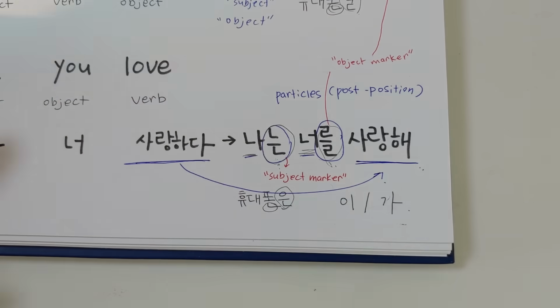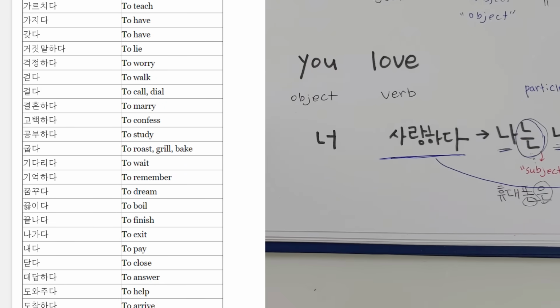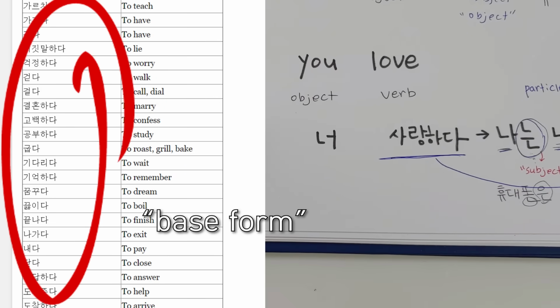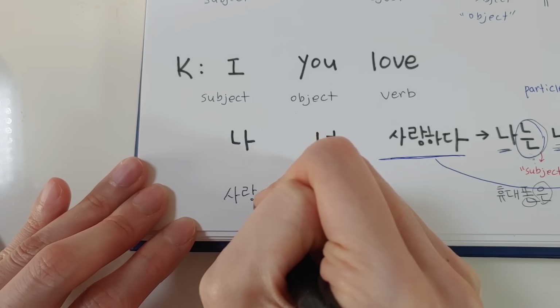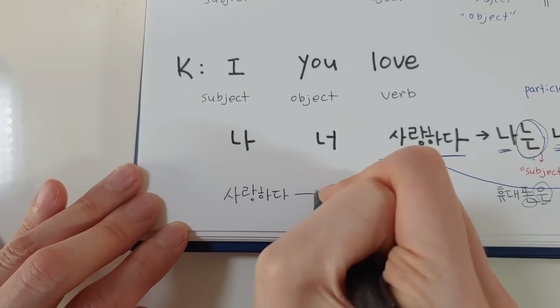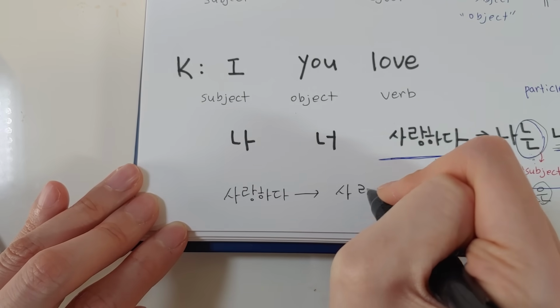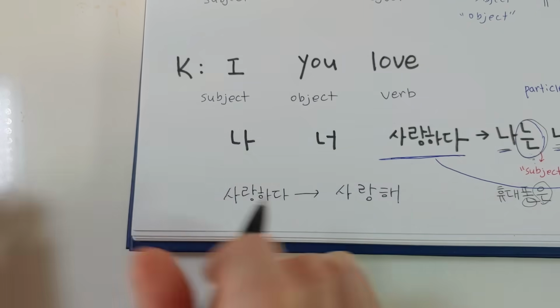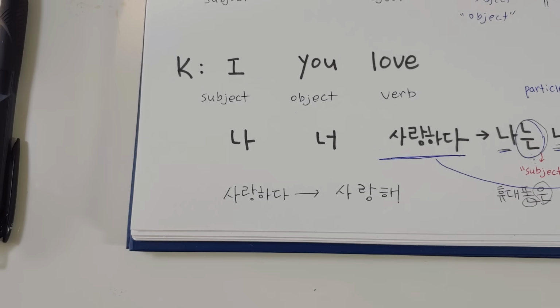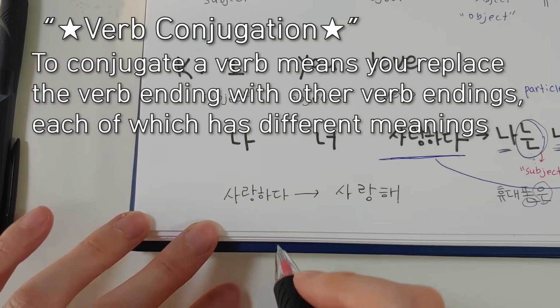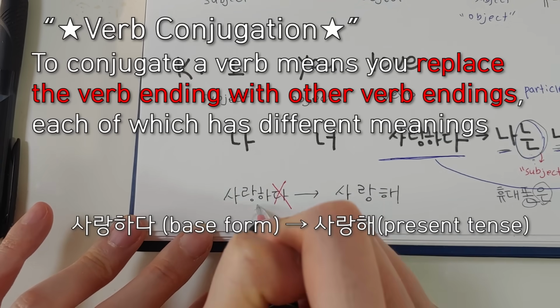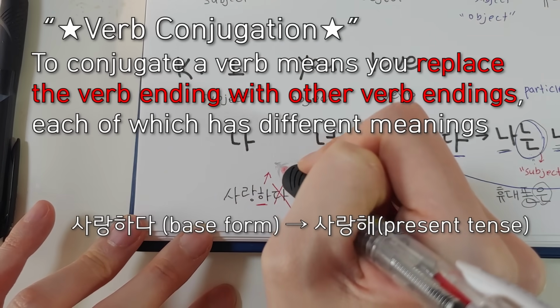And how did that happen? So every Korean verb has the base form, the mother form that gives birth to every other form. It's most commonly known as a dictionary form, and it ends with 다. And so the verb love's base form in Korean is 사랑하다. But when we put the verb into a Korean sentence, it must be conjugated. Otherwise, you'll sound like a robot. So conjugation means it changes its form by replacing the verb ending with another verb ending that has different meaning.